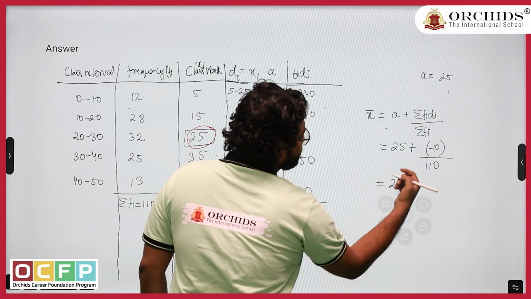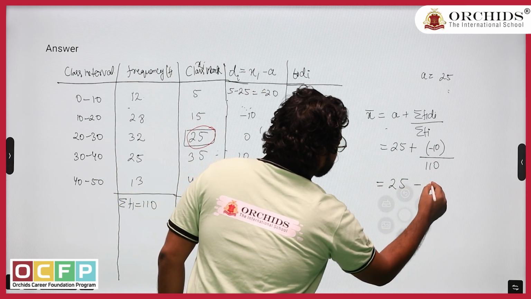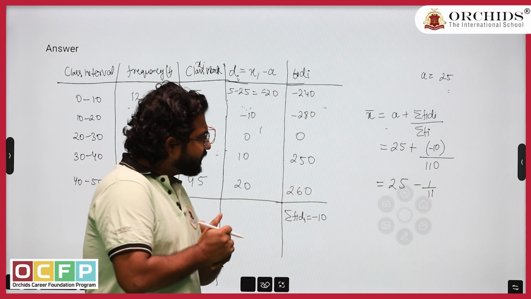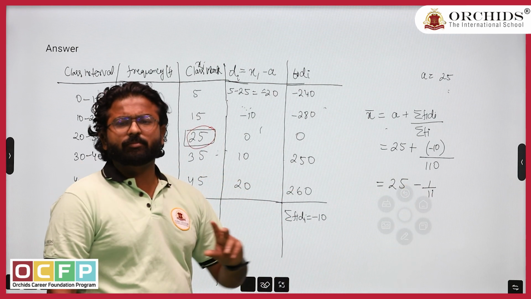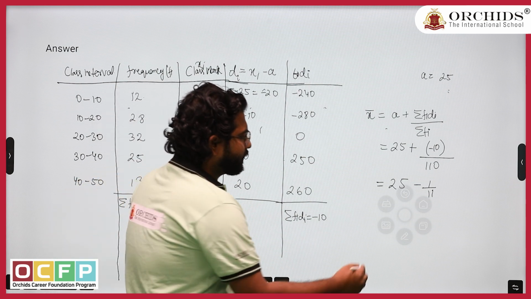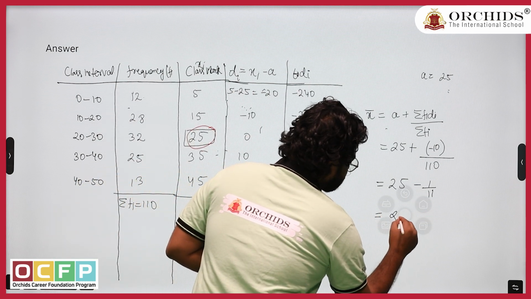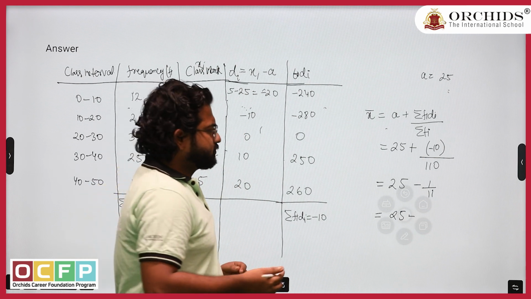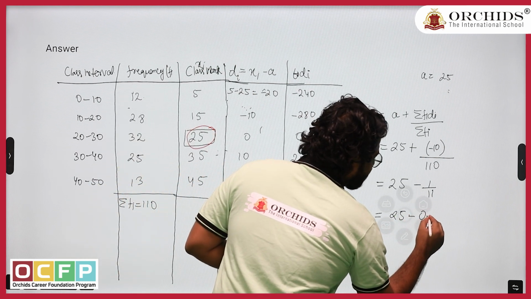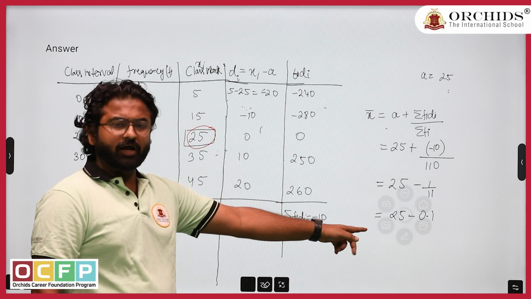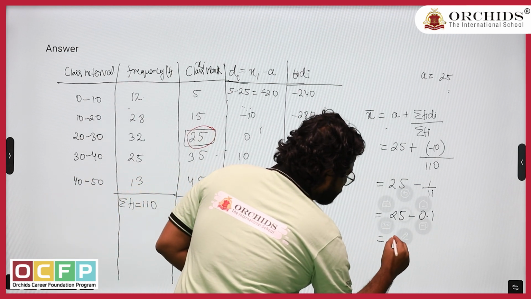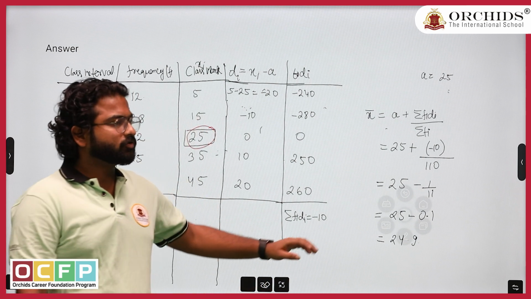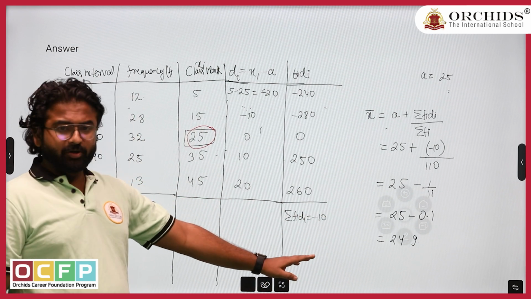Plus into minus will become minus, and it will come as 1 by 11. 1 by 11, how much will it come? You can approximate, it will come around 0.1. I have approximated. Fine. And the answer, how much am I getting? 24.9 is my mean. So this is my assumed mean method.